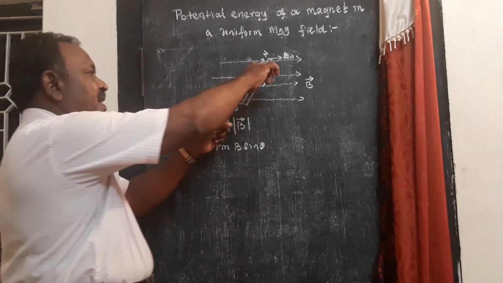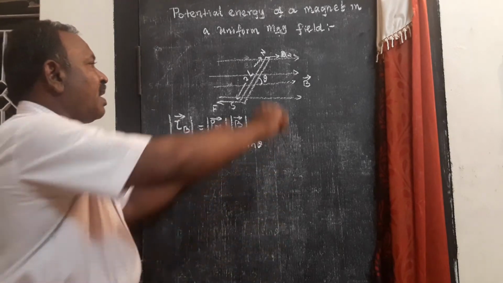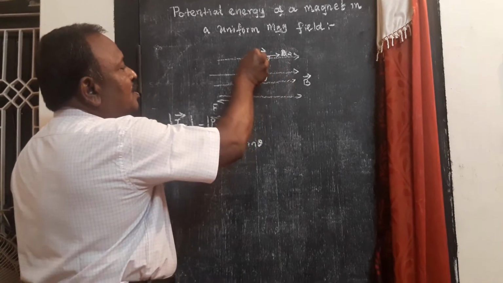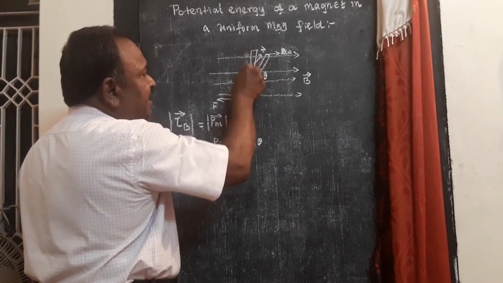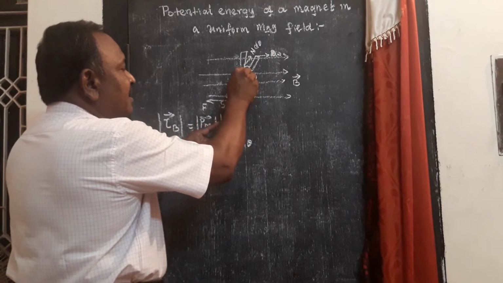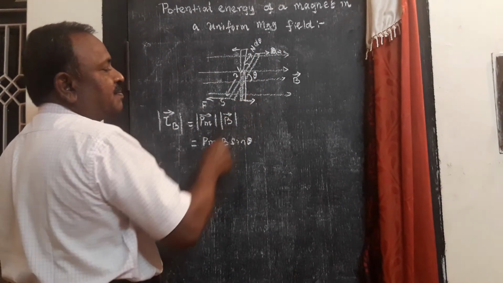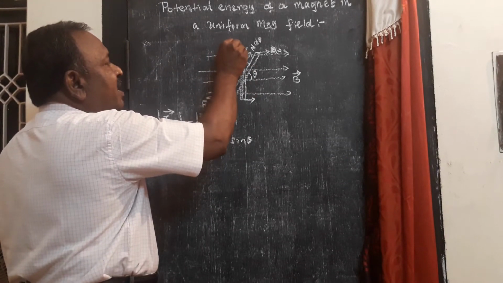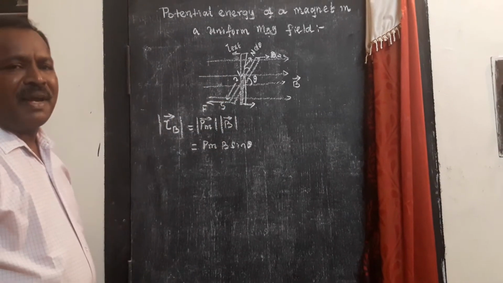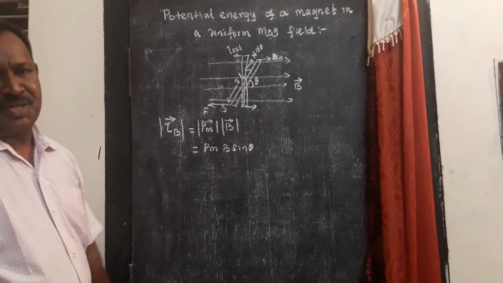Now if I rotate this magnet through a small angle d theta, again we have to apply a torque. So an external torque must be applied to rotate this magnet through a small angle d theta. In order to rotate this magnet through a small angle d theta, I have to exert an external torque, tau external. Due to this torque, work is done on the magnet. This work done on the magnet is stored as potential energy.